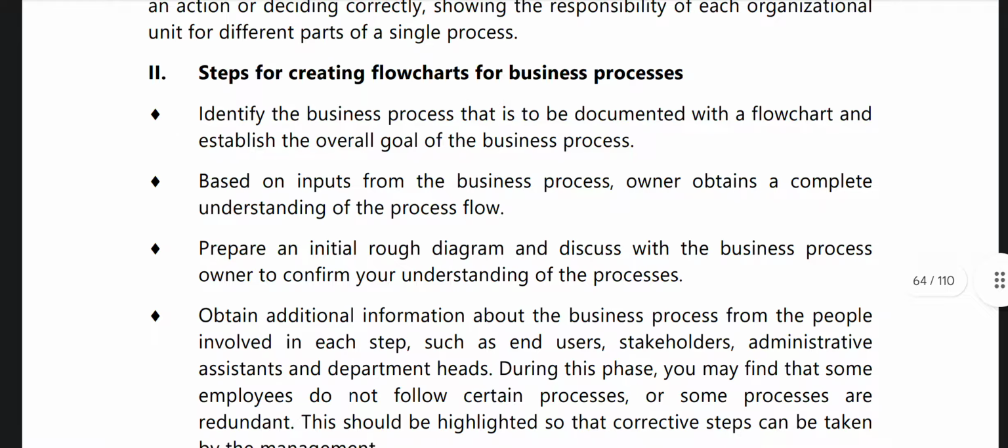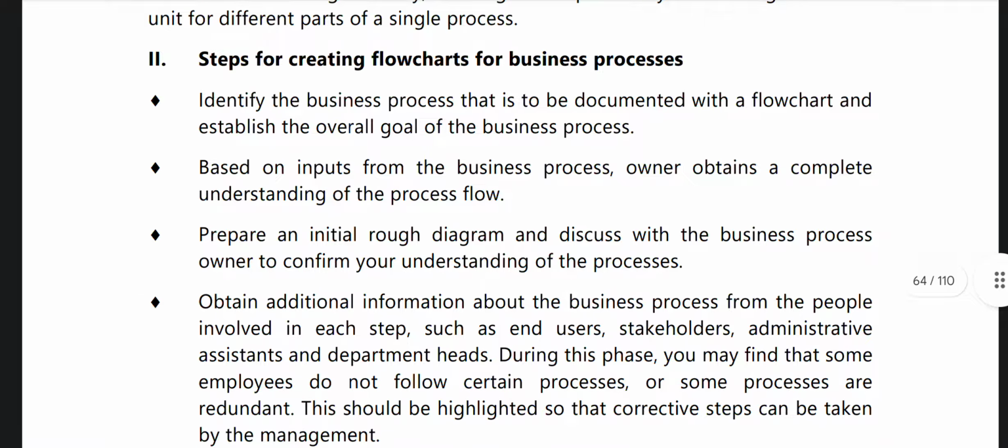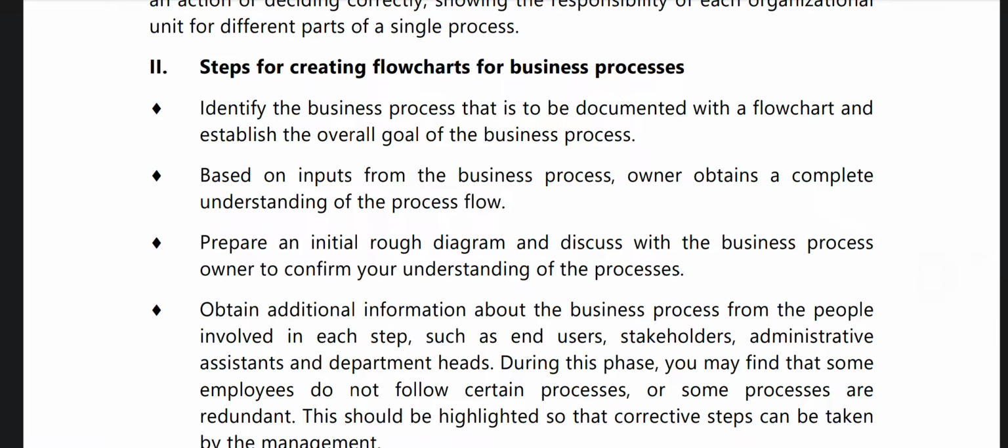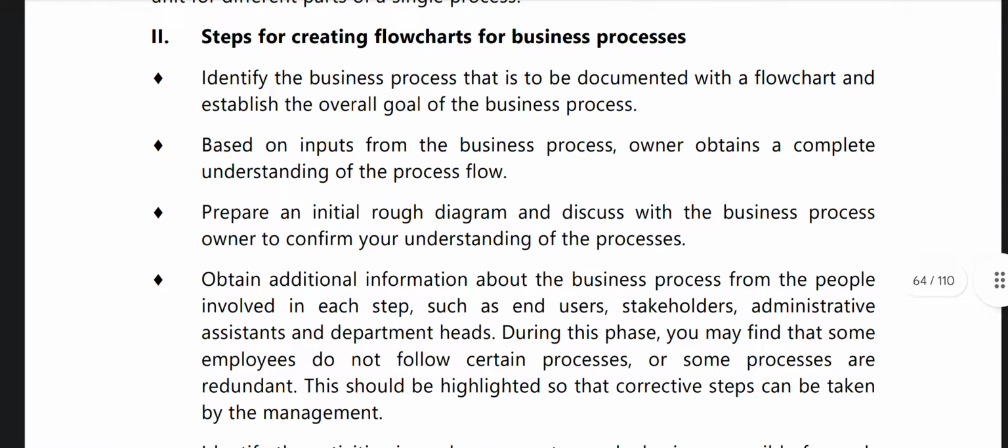Next, the steps for creating a flowchart for a business process. First of all, identify the business process that is to be documented with a flowchart and establish the overall goal of the business process. Who is taking the steps to understand this? Professionals, such as software people for a financial and accounting system, or consultants will be identified first.